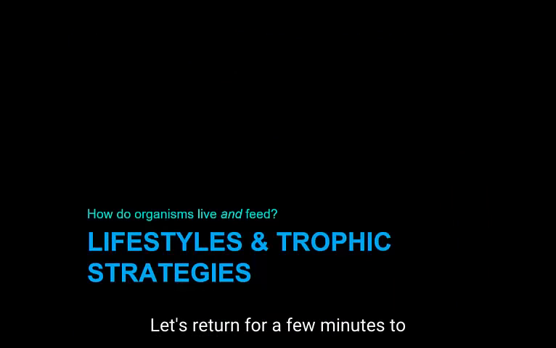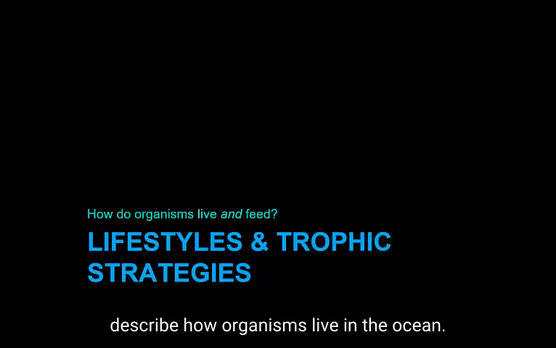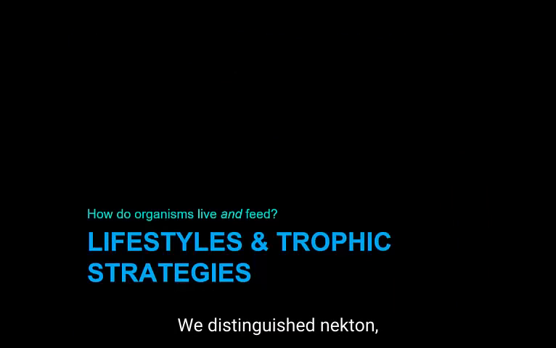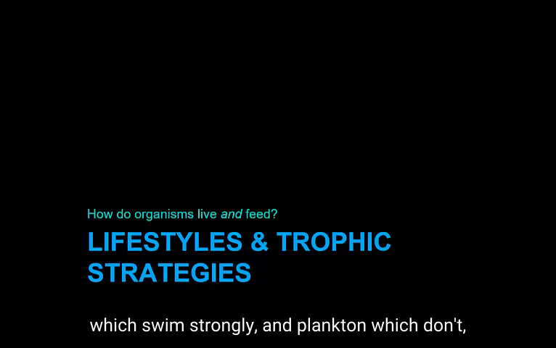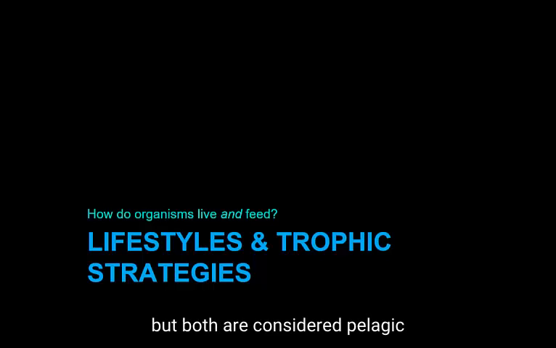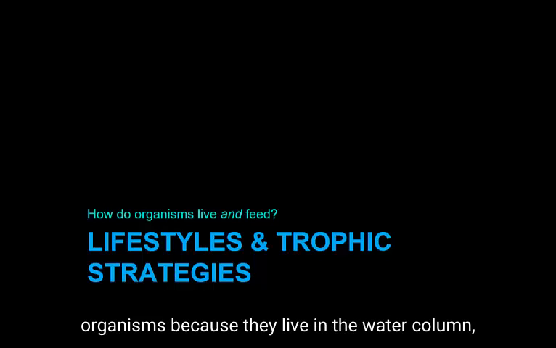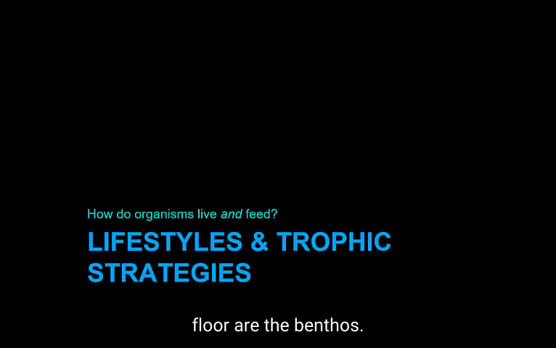Let's return for a few minutes to the terms used earlier to describe how organisms live in the ocean. We distinguish nekton, which swim strongly, and plankton, which don't. But both are considered pelagic organisms because they live in the water column, whereas organisms that live on the seafloor are the benthos.